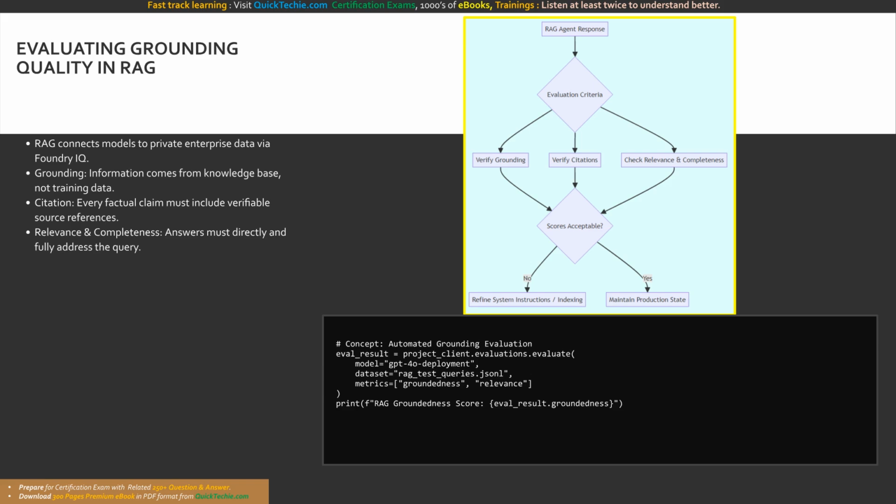This Python code uses the Foundry SDK to run an automated evaluation strictly focused on groundedness and relevance. This validates whether your RAG agent is relying solely on your managed Foundry IQ knowledge base. This visual illustrates the 4 criteria for RAG evaluation. Agent responses are checked for grounding, citations, relevance, and completeness.